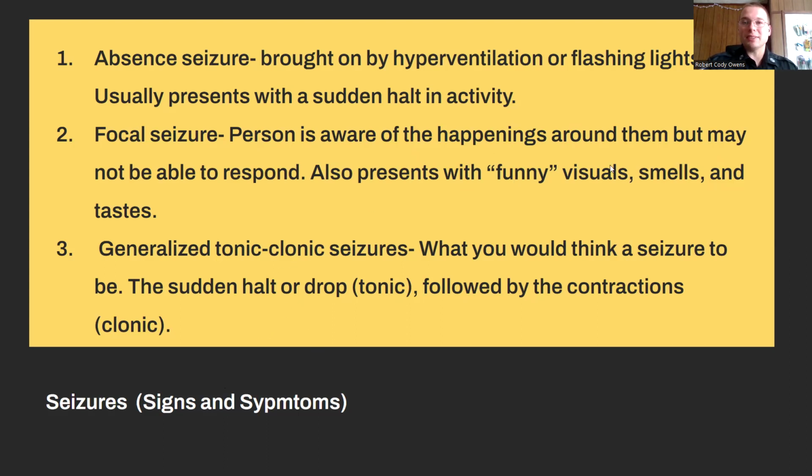Sometimes this is also indicative of someone's aura, or what happens right before they have a seizure. The generalized tonic-clonic is what we usually see in seizures, in real life or on TV. That's the sudden stop in activity, then the drop and the shaking. These could be on and off. It could continue for 10 seconds, or for 3 minutes.